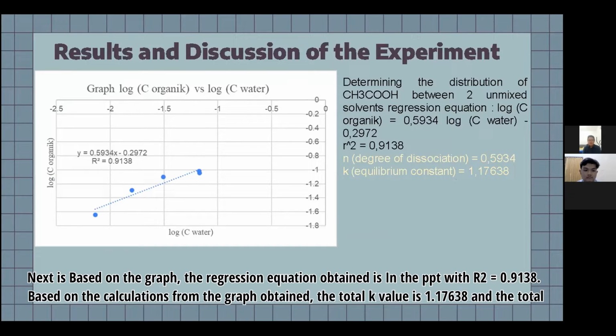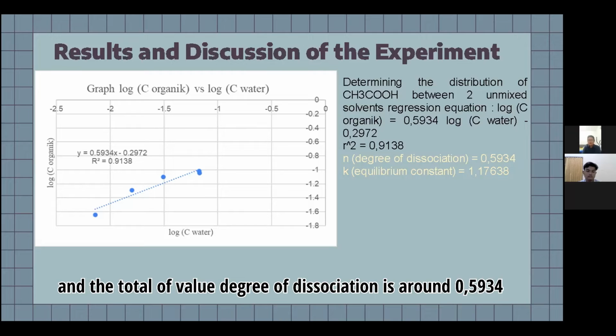Next is based on the graph. The regression equation is obtained in the PPT with R squared around 0.9138, and based on the calculation from the graph obtained, the value of K is 1.176, and the value of degree of dissociation is around 0.5934.